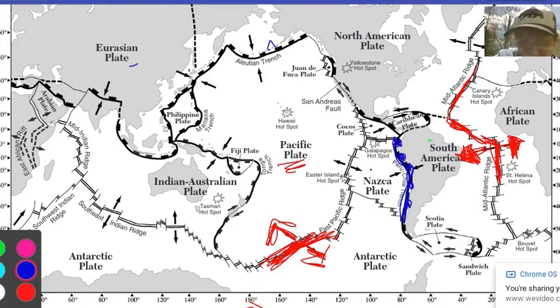And if you go down to the map key, you're going to see the boxes mean the overriding plate, and the non-boxes are your subducting plates right here. So let me show you what happens. The two plates are going to collide.